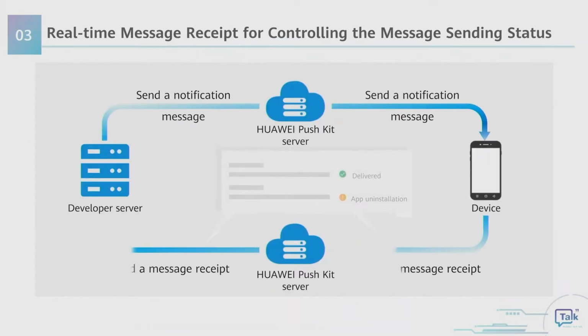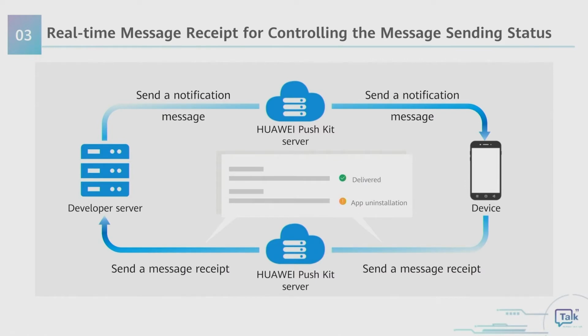PushKit also provides the message receipt functionality for you to monitor the message sending status. When a developer's own push server sends a notification message to a designated device through the PushKit server, it can optionally trigger the device to send a message receipt and then return the message receipt to the developer's server. The message receipt is comprehensive. Other than a success or failed status, it can also tell you a lot about your app and your users.